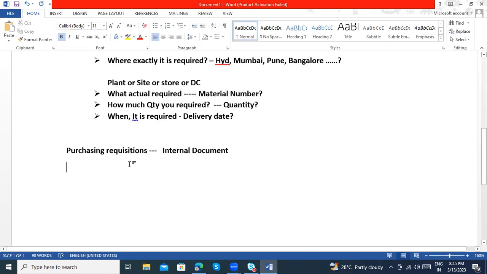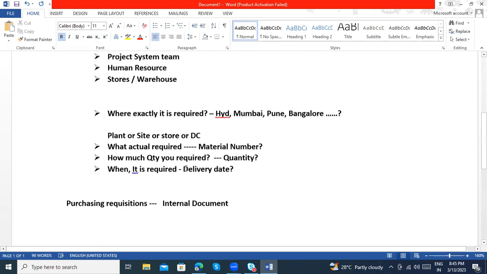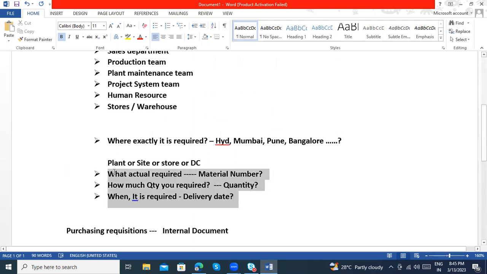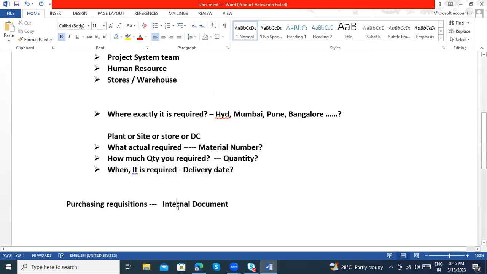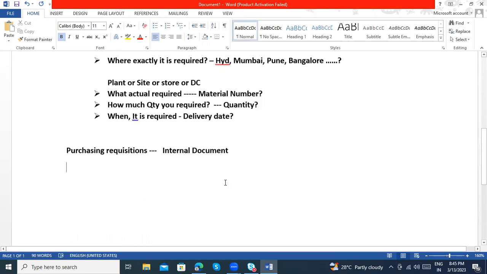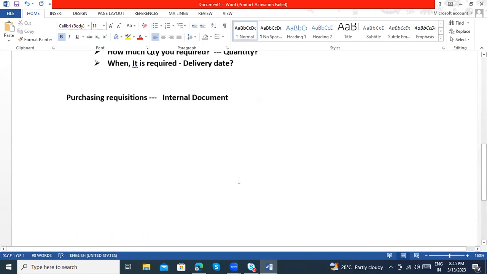So at the MM, material management level, we have only one internal document, that is the purchase requisition document. This document will never go outside. It is only for internal purposes, so they can modify it tomorrow, until it is processed for the next step. You can modify how much is required, change the dates, change where exactly it is required, and delete line items. Clear? Yes, sir.